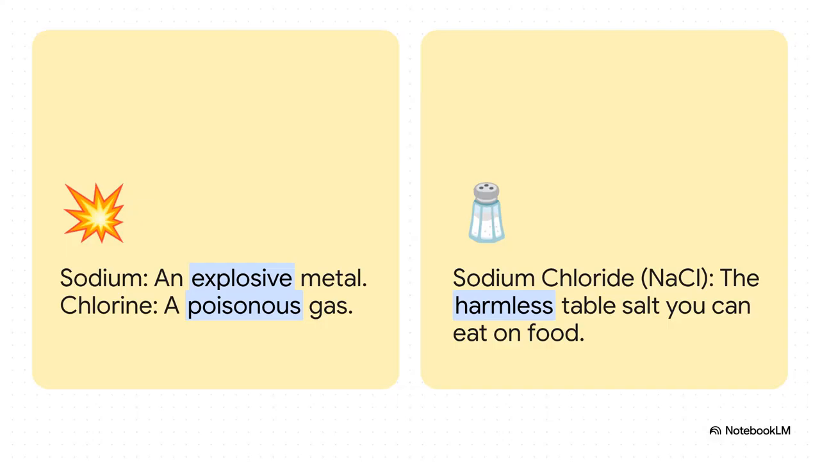And if you want proof of how powerful this bonding is, look no further than this. On one side, you have sodium. It's a metal so volatile it literally explodes if it touches water. On the other, chlorine, a poisonous gas. Yikes. But get them to hold hands to form a chemical bond, you get sodium chloride. You know it as table salt, the stuff you put on your fries. From explosive and toxic to perfectly edible. That right there is the magic of chemistry.